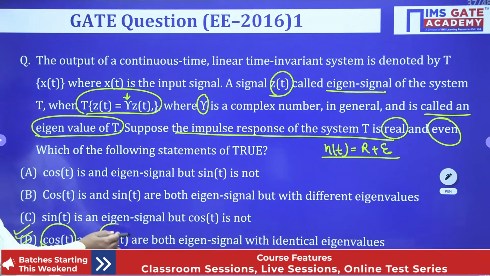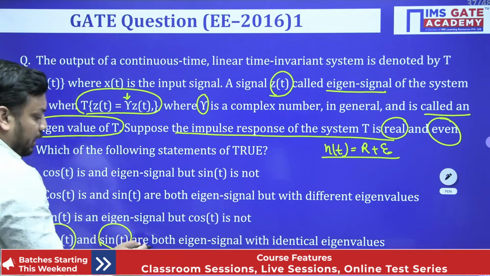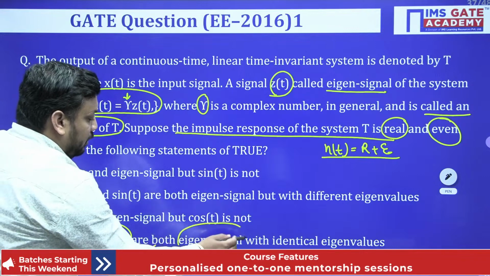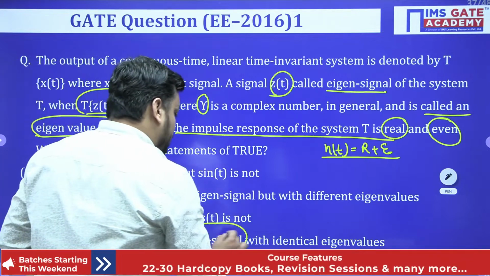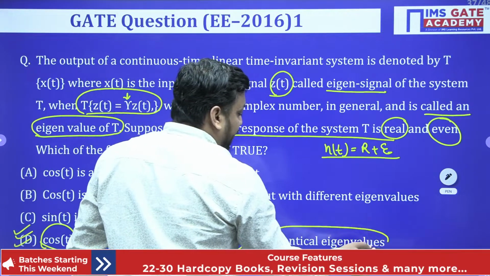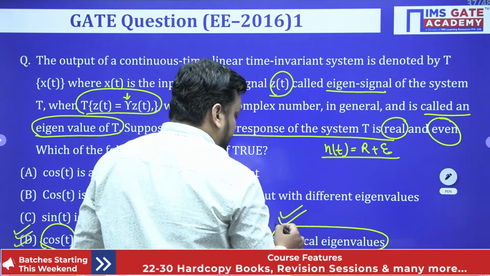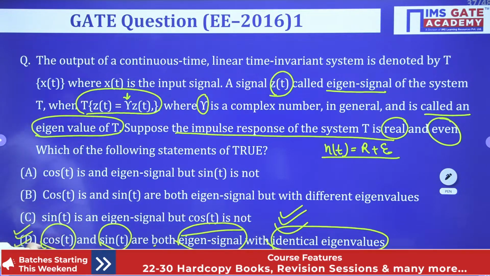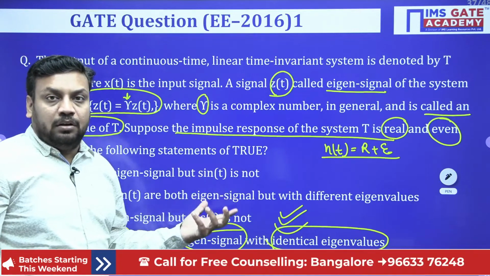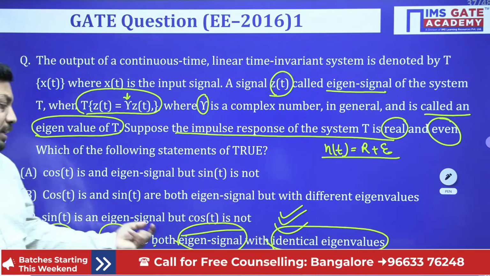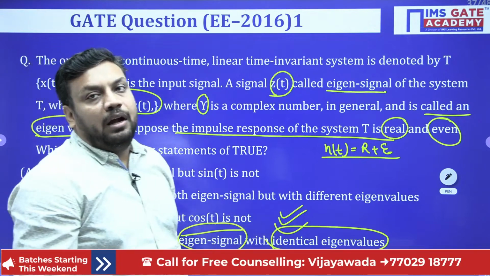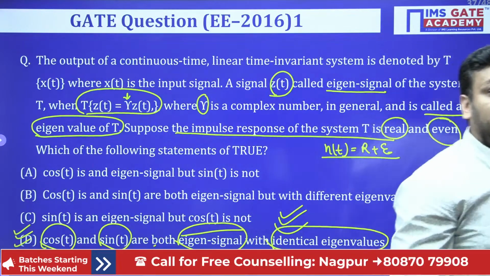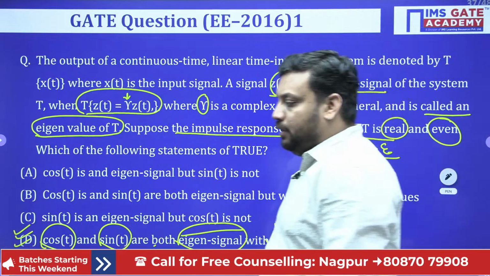Cos t and sin t are both eigen signals with identical eigenvalues. I am writing again: cos t and sin t are both eigen signals with identical eigenvalues. Yes or no?